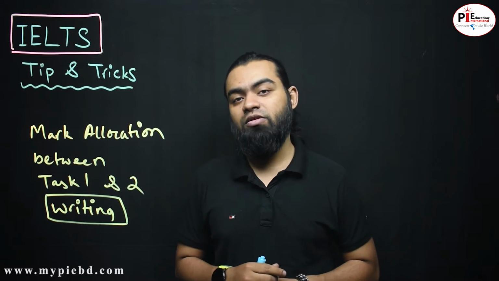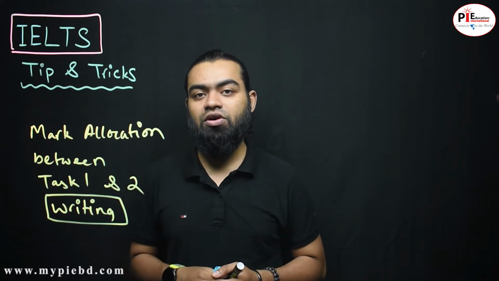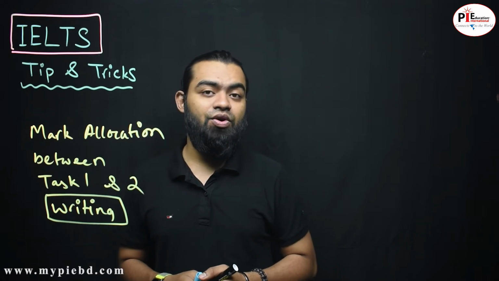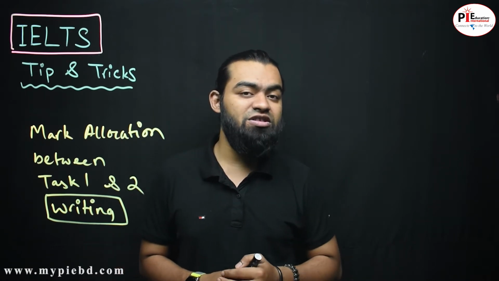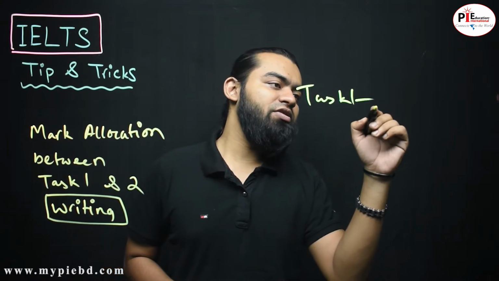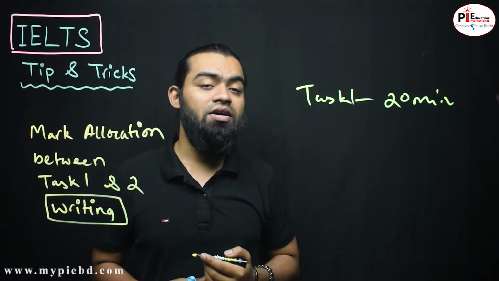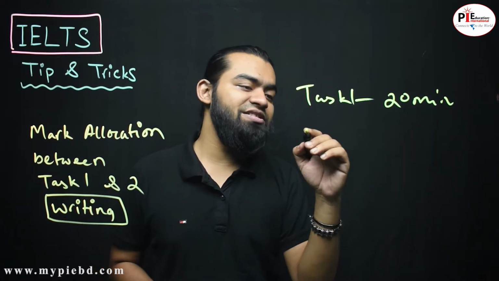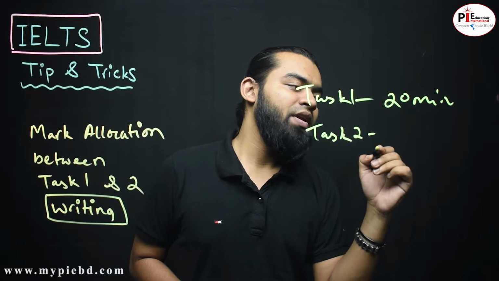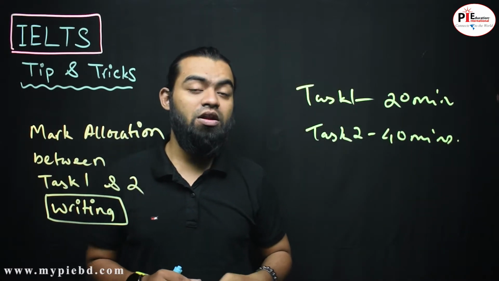In today's video, we will be looking at the marking allocation between the task 1 and the task 2 of your writing module. As you know, you have a recommended time of 20 minutes for your task 1, and then your task 2 recommends you spend 40 minutes to complete it. Now, why is it?